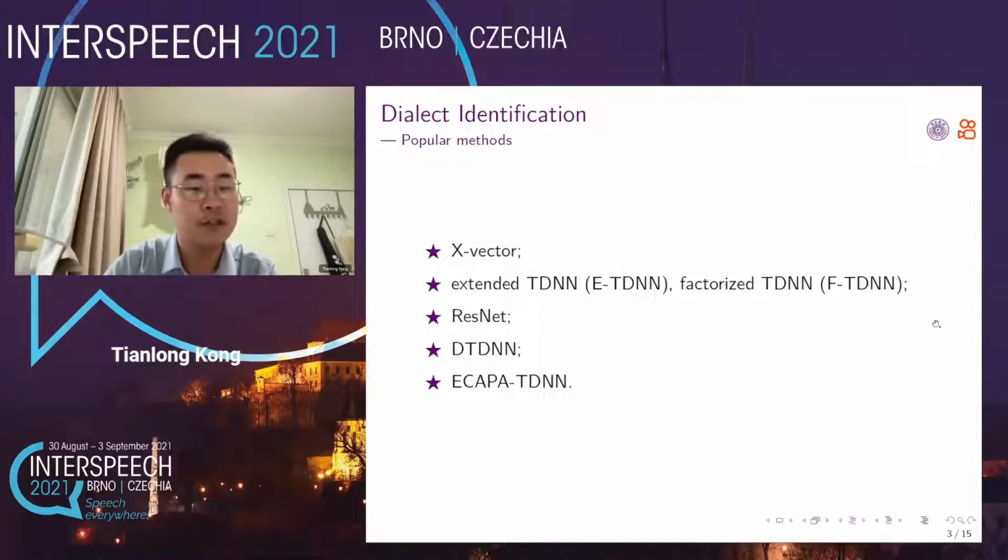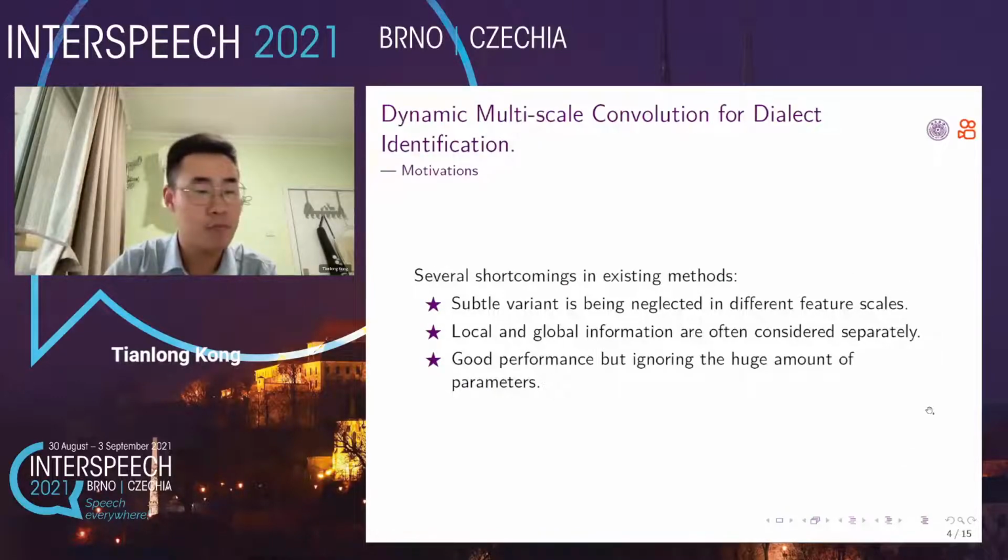Common dialect identification models can be linked to speaker recognition, such as Cavg, TDNN, FTDN, ResNet, TDNN, and so on. Each method for dialect identification has several shortcomings. For example, suitable variants are neglected in different feature scales. Local and global information are often considered separately, and good performance is achieved while ignoring the huge number of parameters, which is very common.